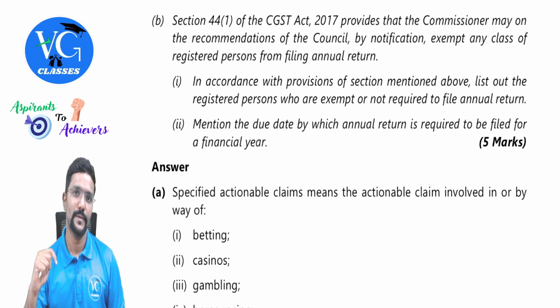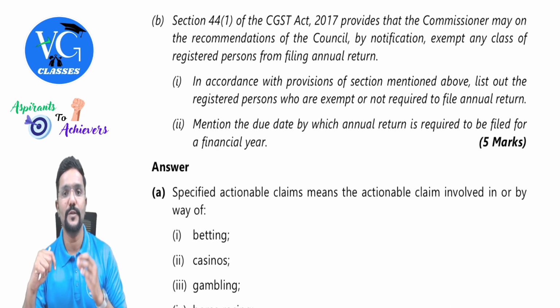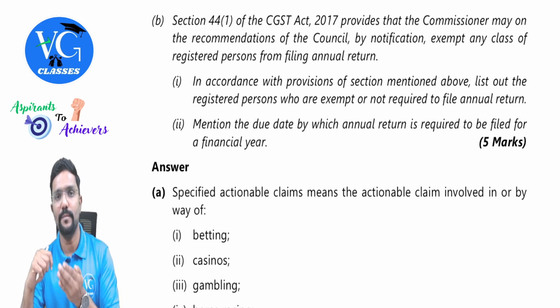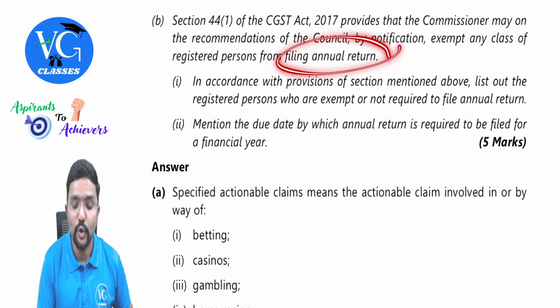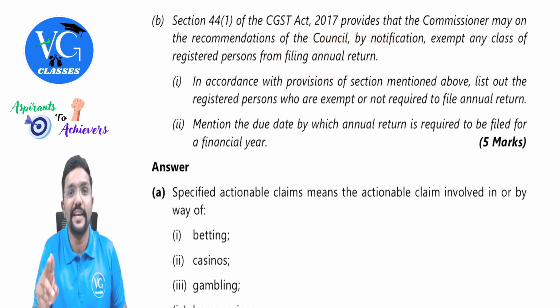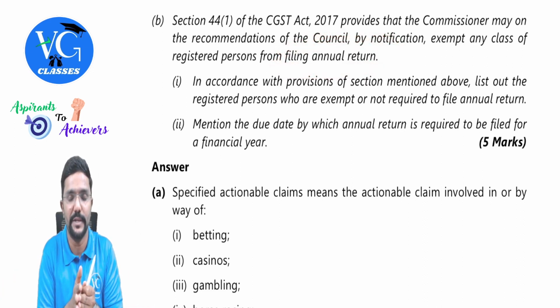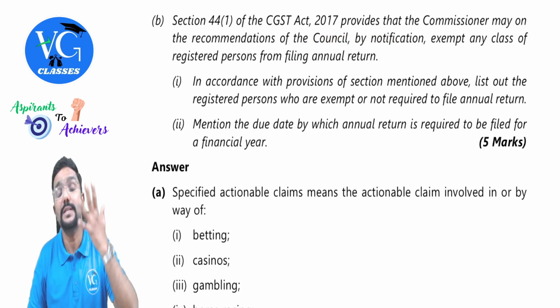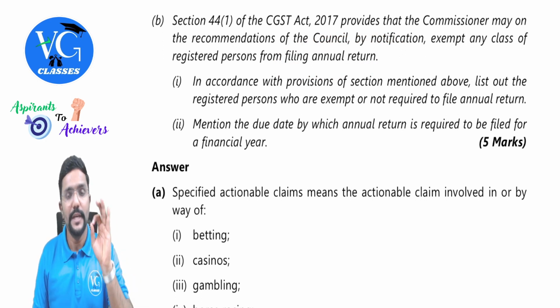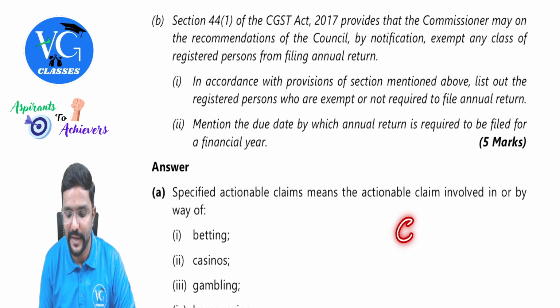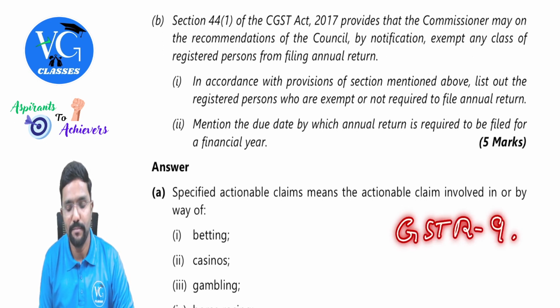Correct? Yes. So who is not supposed to file annual return? Anyway, composition supplier and the TCS collector will come because they have 9A and 9B. And here they told only annual return. They didn't tell 9, 9A, 9B. So we need to consider all three. If they ask only about 9, guys, please be careful. If they ask who should not file 9, simple.